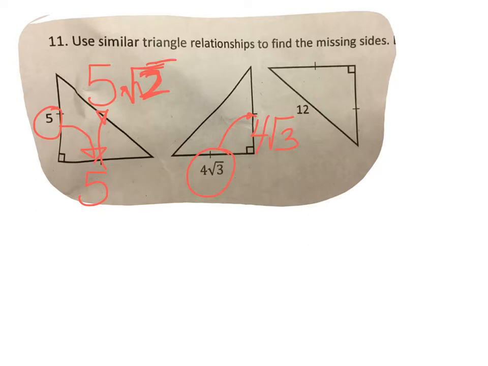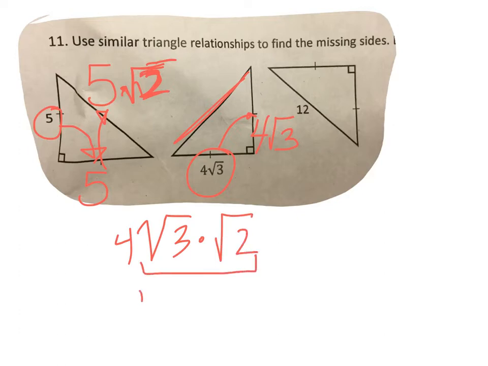So same way for this hypotenuse, it's the length of the leg, which is 4 roots of 3, times root 2. And if we have a radical times another radical, that's okay. Root 3 times root 2 is root 6. So this one is 4 roots of 6.